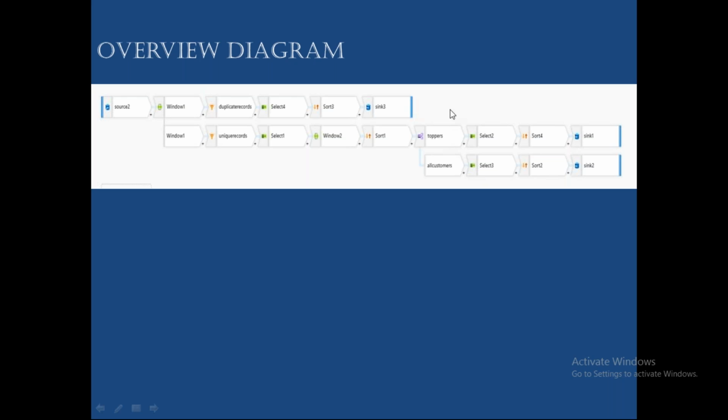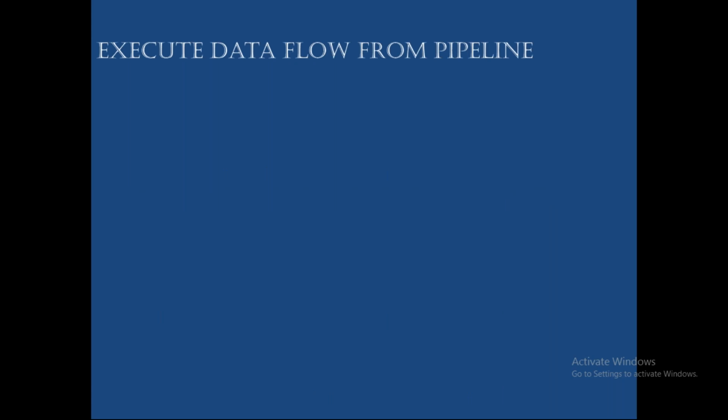But today, with the small configuration that I'm going to set here, it will send the top records to this flow, and all other records, including the top records, it will send into this flow. In this flow, by using select, I'm removing the row number, rank, and dense rank which we have generated. Then I will sort the data in proper order. Finally, I will write this data into my destination. In this table you will have the toppers data. In this table you will have all customers data. So these are the things we'll have. So execute data flow from pipeline.